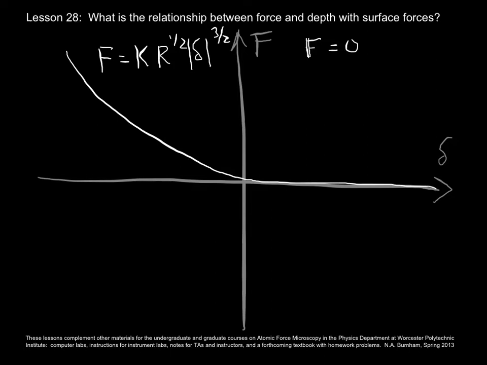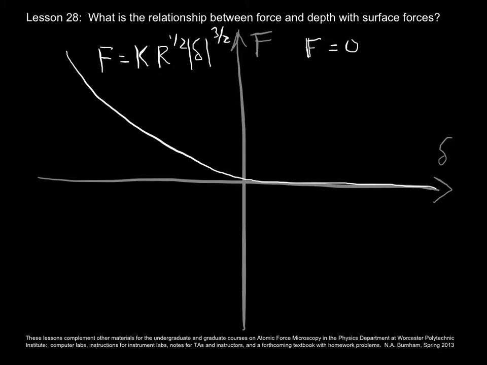In lesson 27, we talked about the relationship between force and depth when there were no surface forces, meaning as the tip and sample come into contact, there's no force, but when contact is established, the force goes as the 3/2 power of the indentation depth. And this, of course, is for a sphere and a flat in the assumptions that I listed in lesson 27.